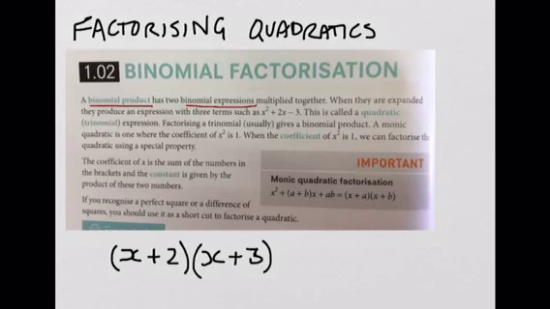Well, bi means two, much like a bicycle has two wheels, and nomial essentially being numbers, so a two-number expression, or a two-number product for a binomial product. So let's have a look at what that means.